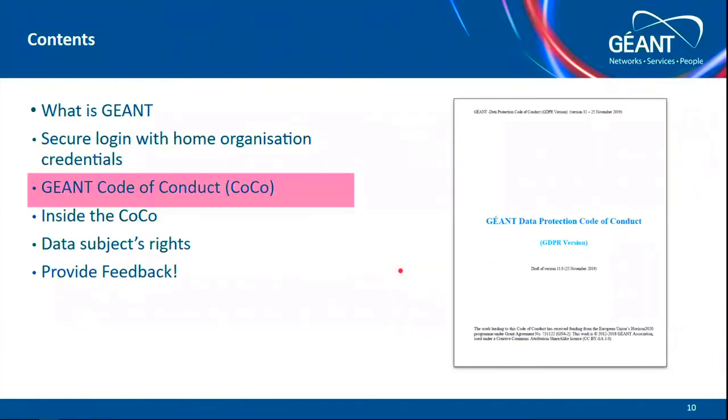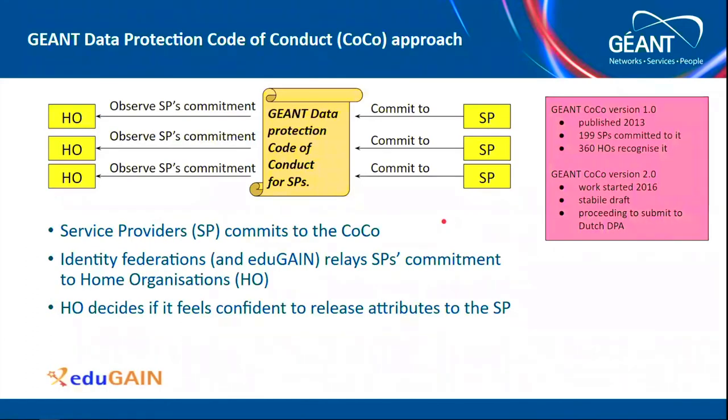So I'm next going to the GÈANT Data Protection Code of Conduct principles. Here is a diagram of how the GÈANT Data Protection Code of Conduct sits between the home organization of the user and the service provider. The idea is that the GÈANT project has collected relevant practices that are useful in the context of federated identity management. Practices which make sense to implement GDPR for the service providers. And those good practices are collected in a document. The service provider commits to the code of conduct. And then the federations record the service provider's commitment and relay it to the home organizations. And we believe that the home organizations feel more confident to release attributes to those service providers who have committed to the code of conduct.